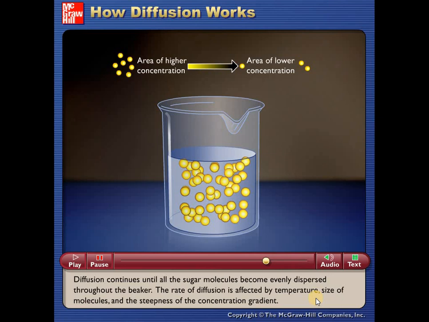The lower the temperature, the slower is the rate of diffusion. In terms of size of molecules, the bigger the molecules, the slower is the rate of diffusion. The smaller the molecules, the faster is the rate of diffusion. How about steepness of concentration gradient? Ano ba yung ibig sabihin pag steepness of concentration gradient?